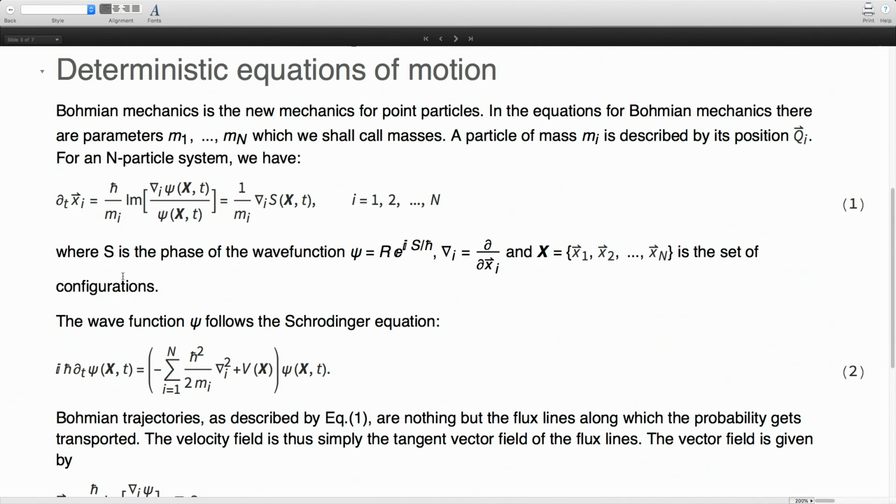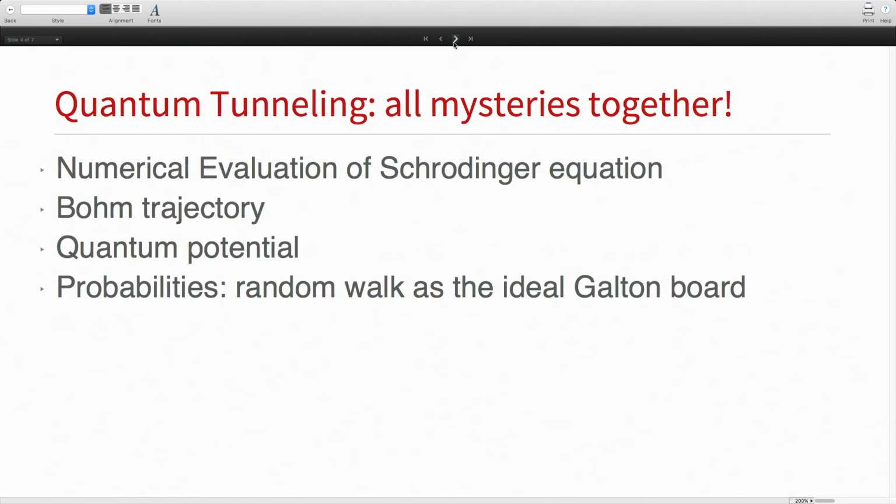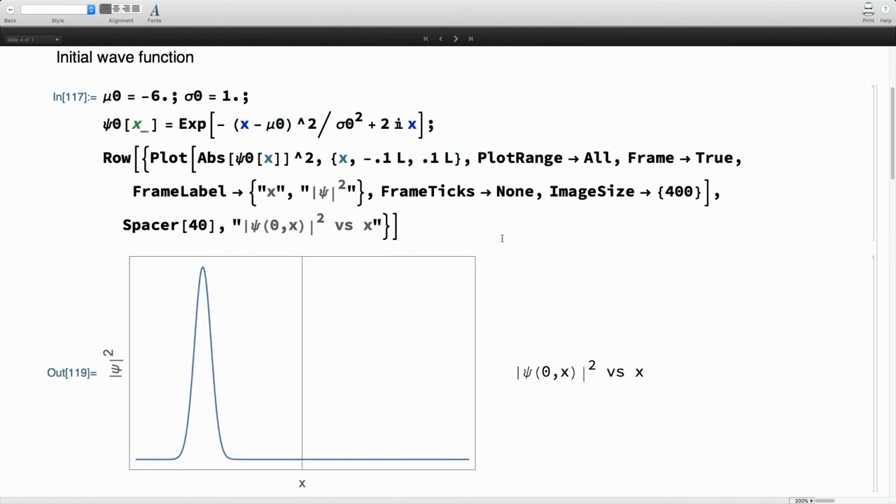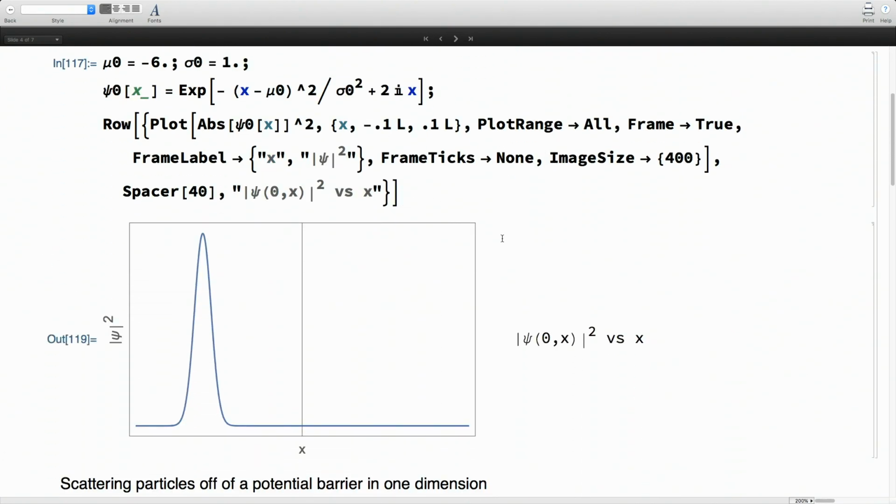So, two mathematical equations: one for the trajectory, one for the Schrodinger equation. Now, let's see how Wolfram can help us understand Bohmian mechanics. The biggest challenge is that if you open any textbook about Bohmian mechanics, you will see only one famous example: free evolution, a Gaussian evolving in free space and time. Why? Because that's the one with an analytical solution.